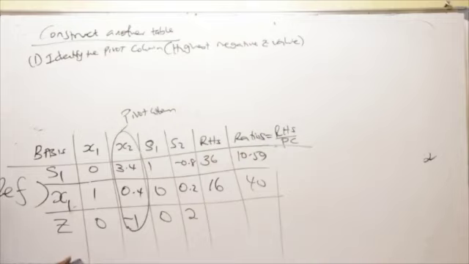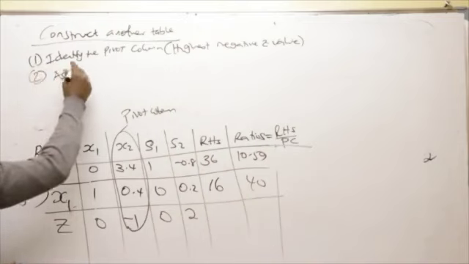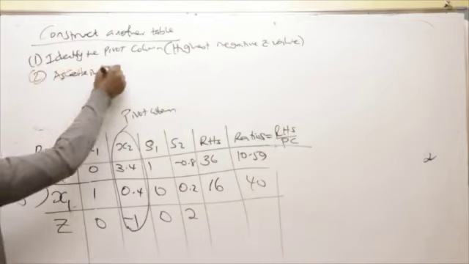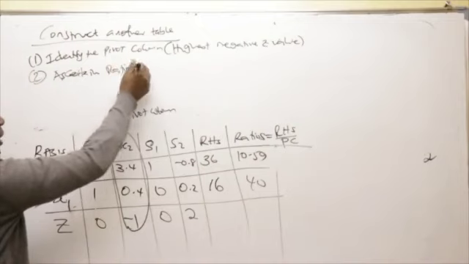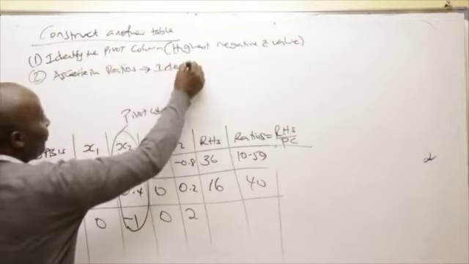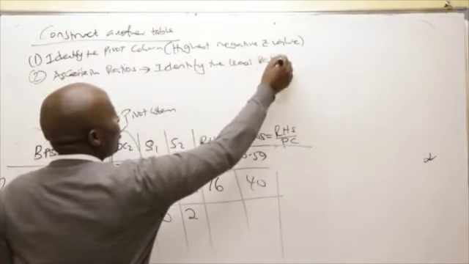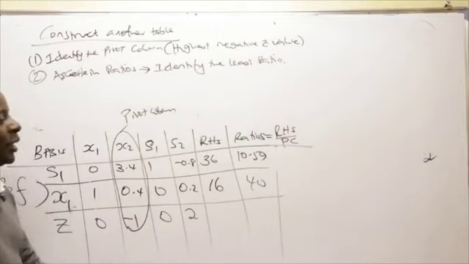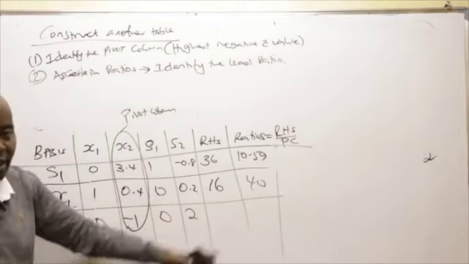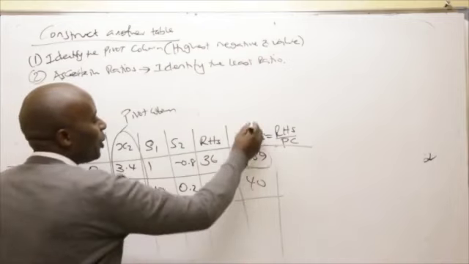I've been able to get the ratios. So step number 2, ascertain the ratios. And of course, identify the least ratio. So which ratio happens to be the least here? Somebody, the one of 10.59. So this 10.59 is the lowest ratio, this one here.